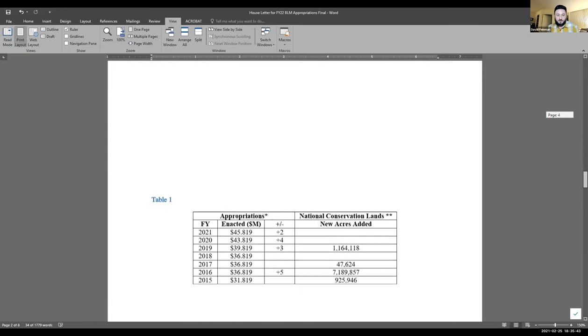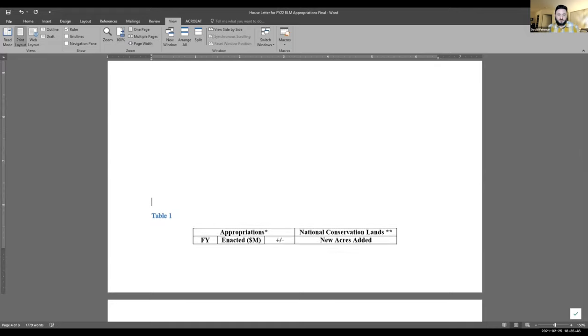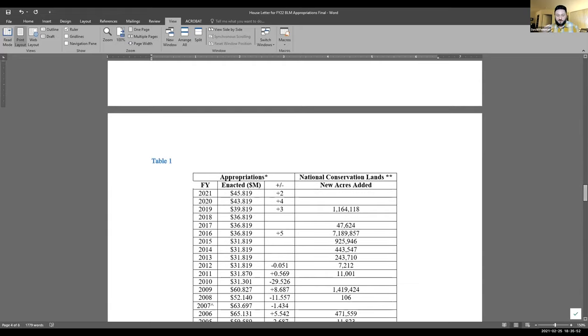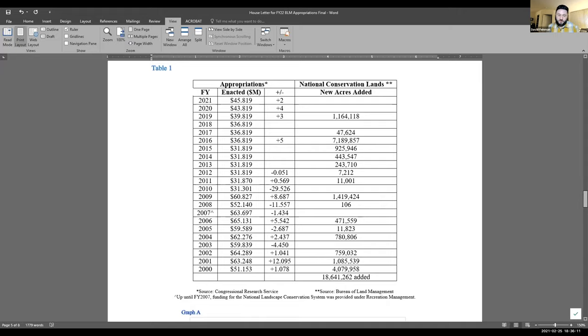But where my letter diverges perhaps from others, and this might freak India out a little bit as a former appropriation staffer, is because I felt I needed to justify a 50%, almost 50% increase in funding. And I gave basic information like, yes, it's increased this number of acres and the money has come down and never come back up. What I did is I did my research through Congressional Research Service and put together a table that shows the appropriation for the national conservation lands every year since 2000 and how it changed relative to the number of acres that were added to the system as those years went on.